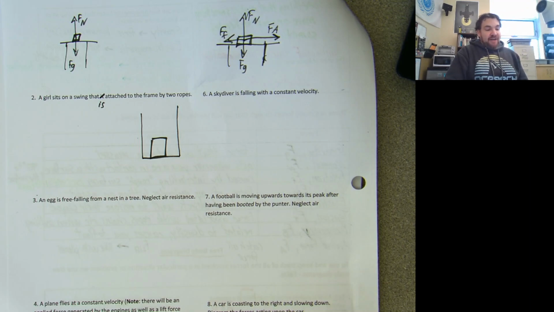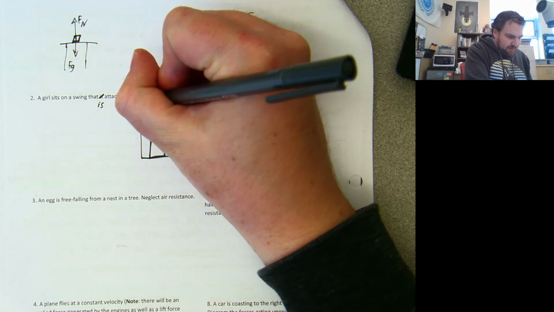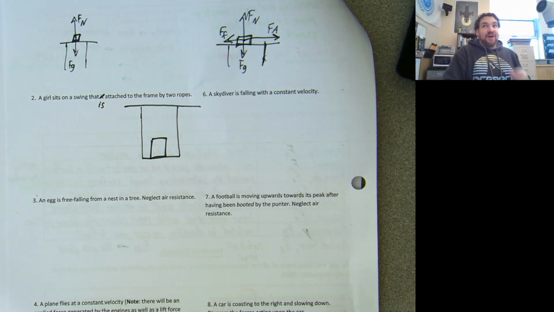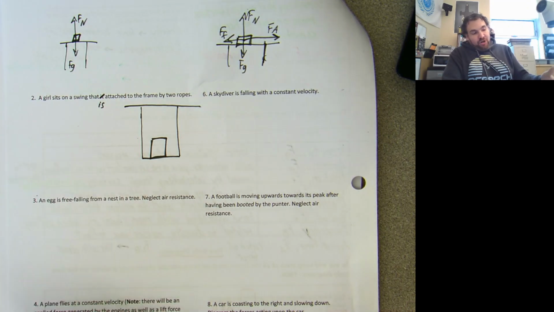So what forces are acting on everything there? Some people included the frame. Okay, so if you include the frame, now there's more forces to include. The more you include, the more you have to therefore label. So based on that, girl on swing attached with ropes to frame, what forces are acting on this mess?